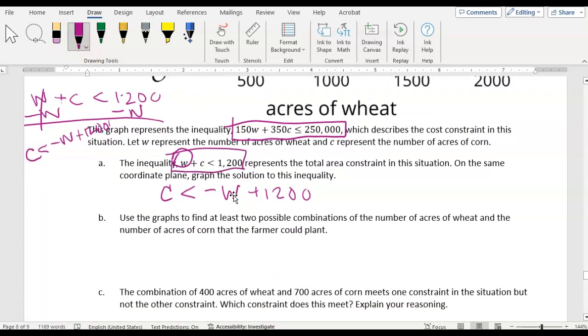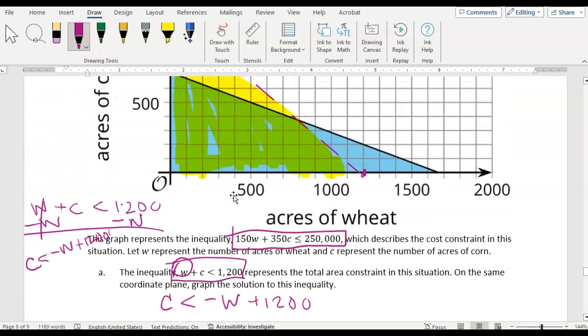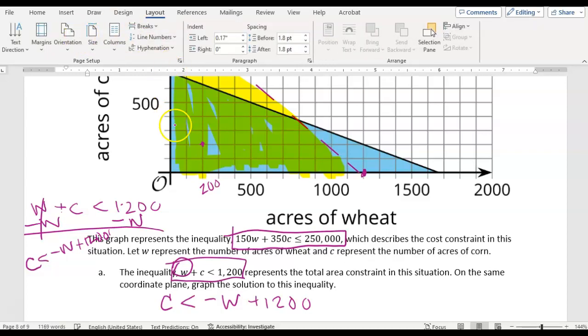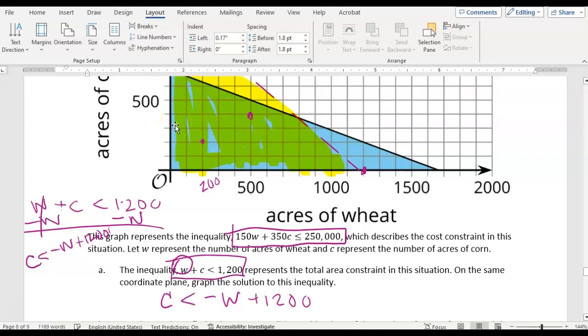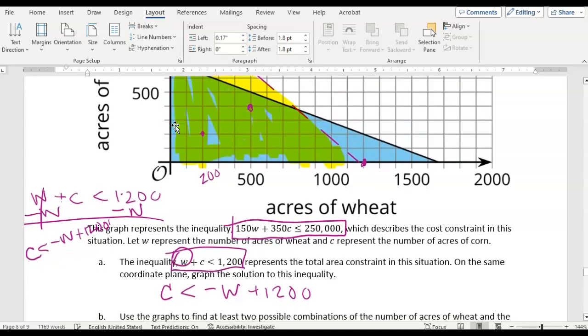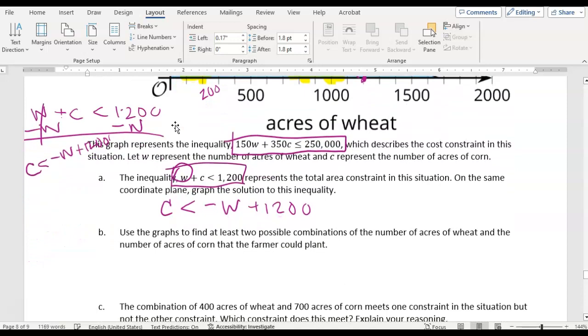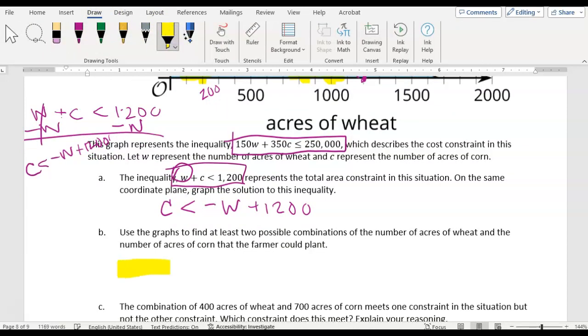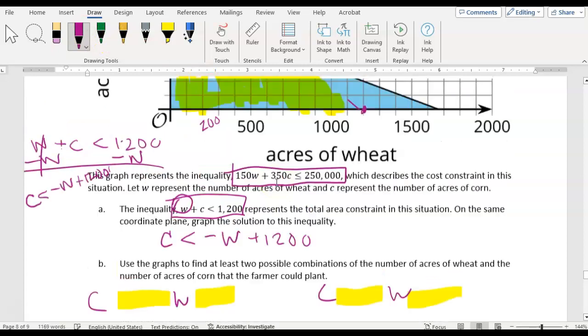It says use the graphs to find at least 2 possible combinations that the farmer could plant. So anything in this zone is fine, right? This is 200, 200, which would be fine. This is 500, 400. So 500 acres of wheat, 400 acres of corn. So you can list out any that you would see, but you want to find 2 possible combinations of corn and wheat and list those out for me.